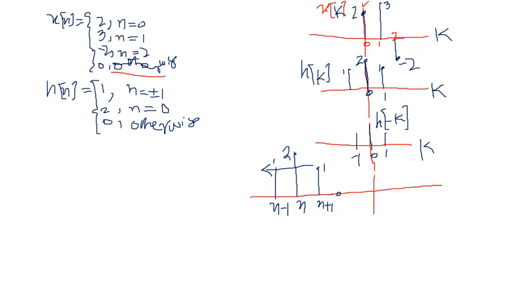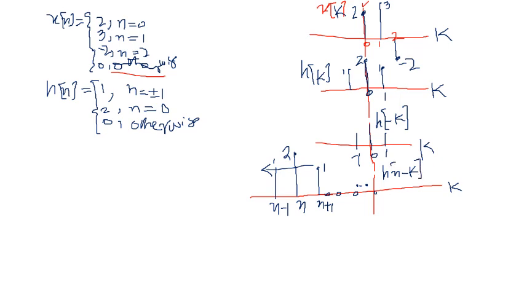So you see this signal has only 3 non-zero samples, right? For example, this is 0, so 1, 2, 3, and now it's actually shifted so many units to the left, right? So this is your k, and this is h of n minus k.